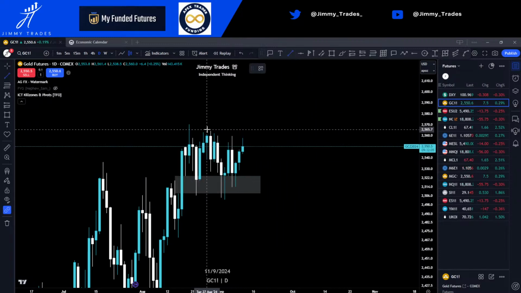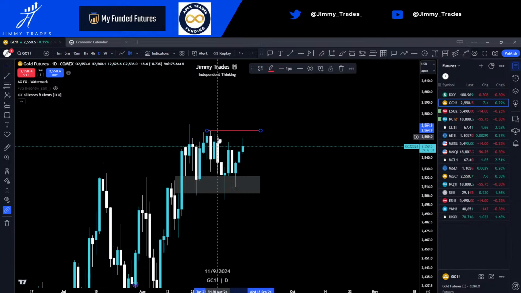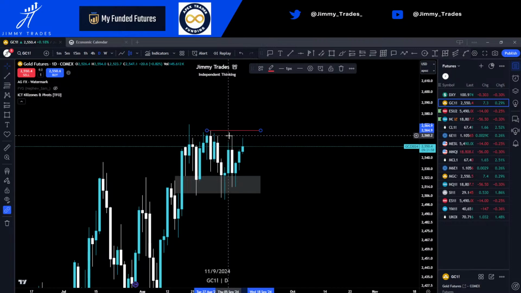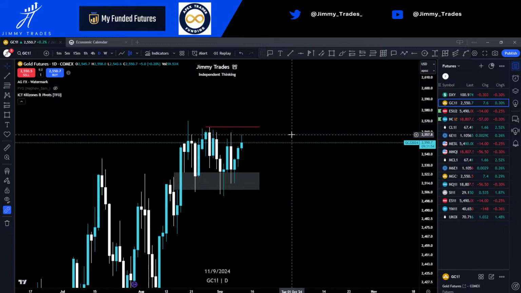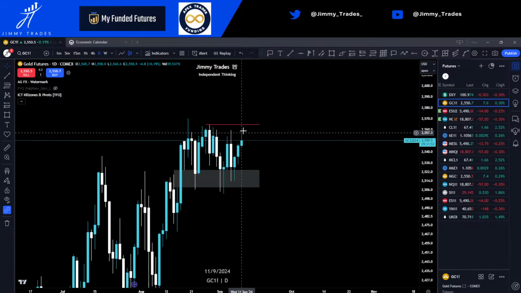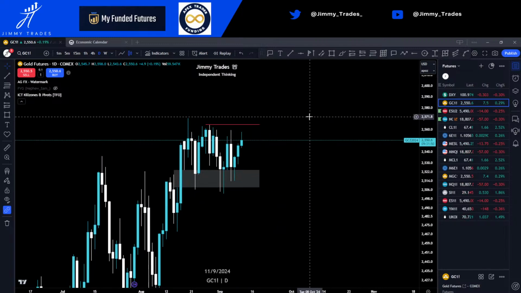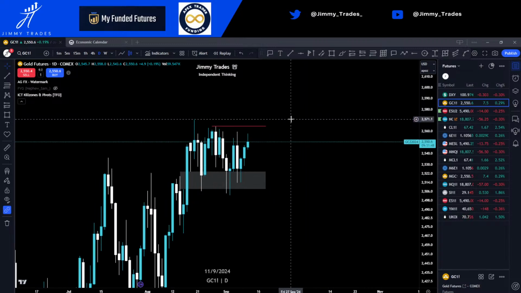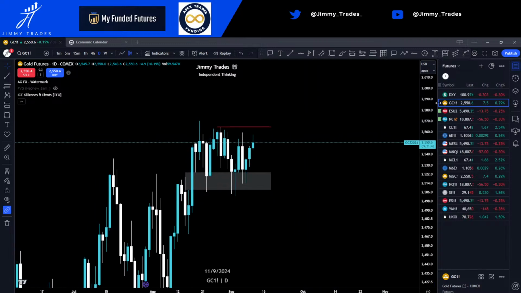So targeting the highs. We've got this low resistance liquidity through here, these failure swings. Obviously this is another lower high here. So targeting higher prices on gold.